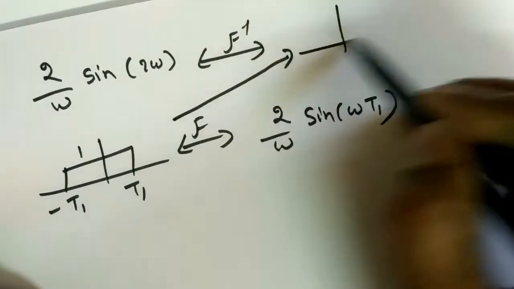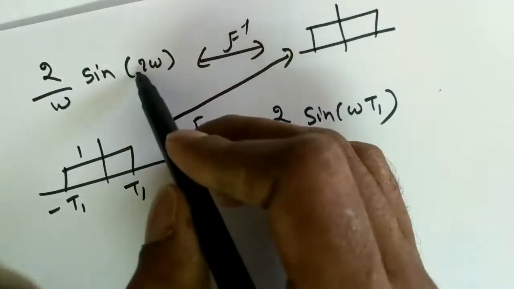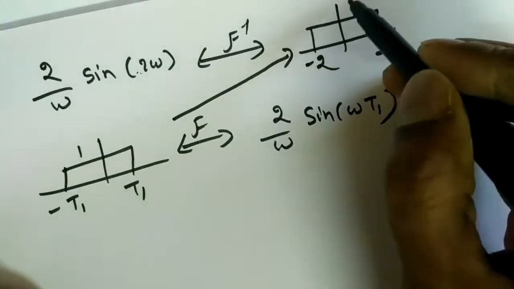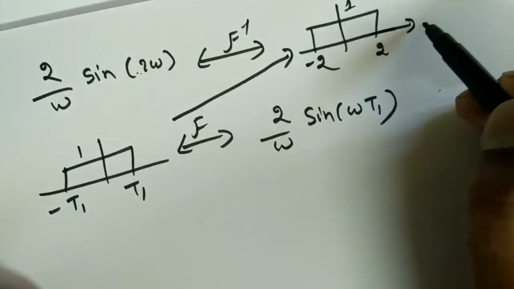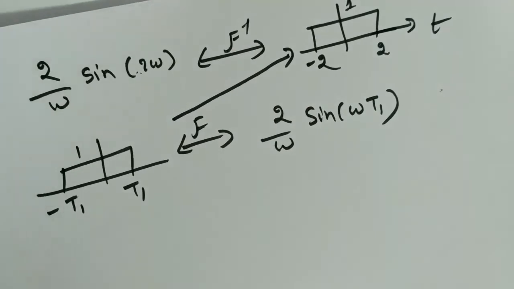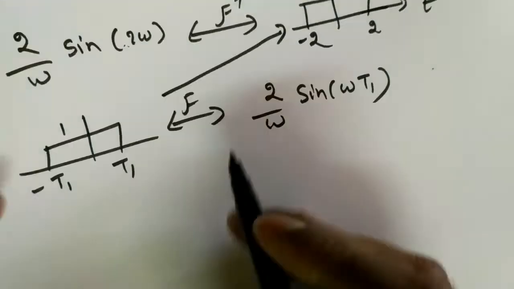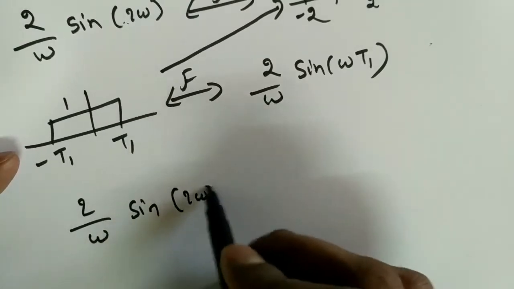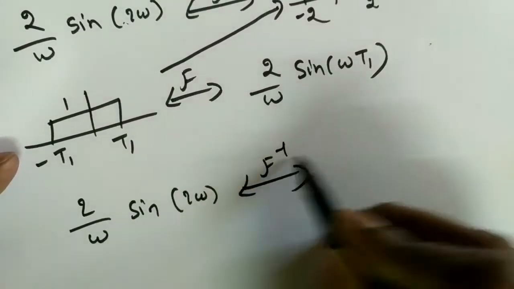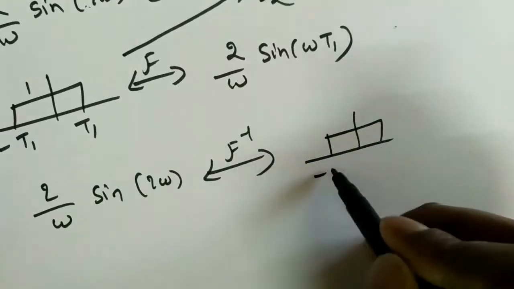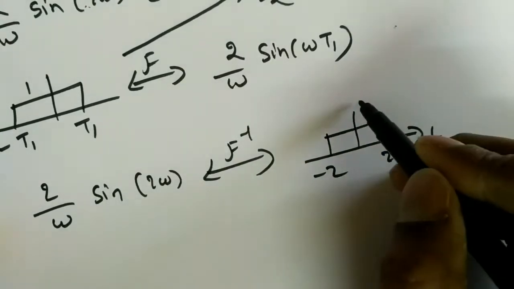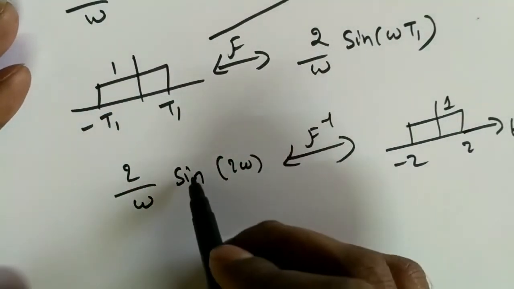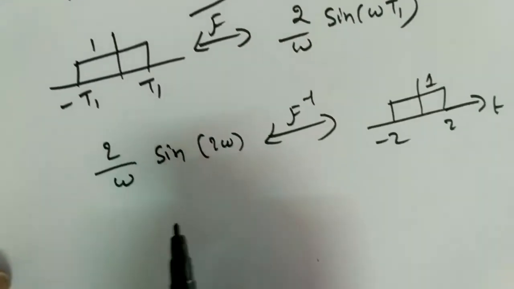So what is the Fourier transform of this signal? Simply the inverse Fourier transform. In place of t1 we got 2, so minus 2 to 2, and amplitude is 1. So this is the time domain signal, right? So we got 2 by omega sine 2 omega. The inverse Fourier transform is minus 2 to 2 in t, with amplitude 1. But we don't require only this one, we need to multiply with some functions.